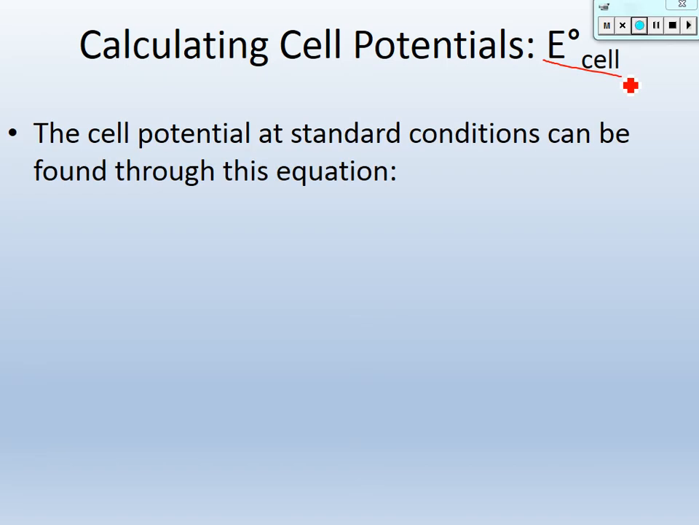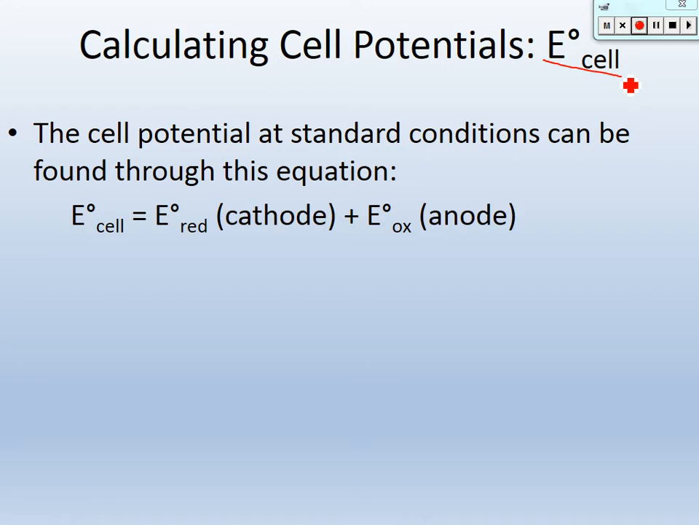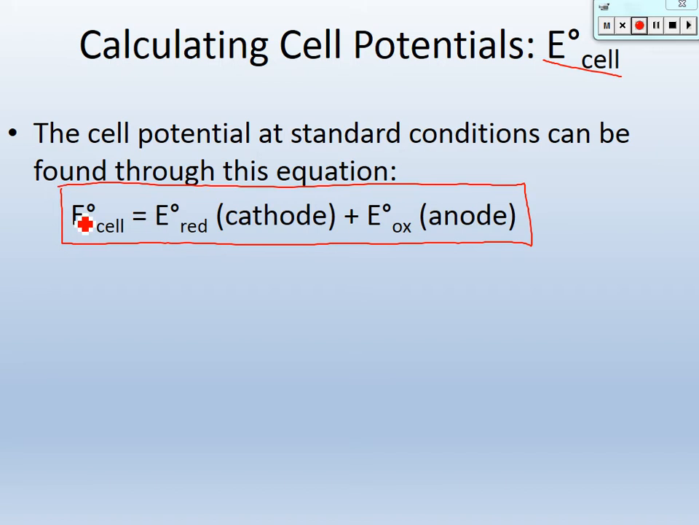So calculating the cell potential, how many volts does an electrochemical cell produce? We want to figure out the electric potential of the cell. The cell potential at standard conditions can be found through this equation. Please write down this equation in your guided notes. We're going to be using it for the rest of the chapter. So the E naught of the cell, or the electric potential of the cell, is equal to the electric potential of the reduction half of the electrochemical cell plus the electric potential of the oxidation half of our electrochemical cell.